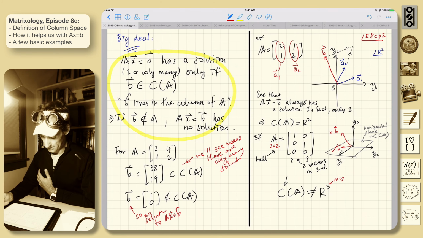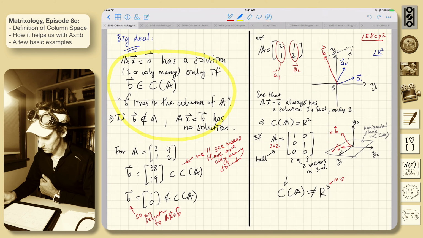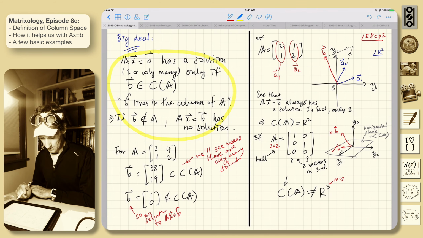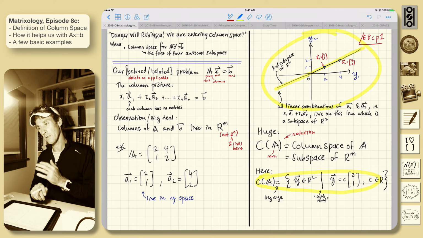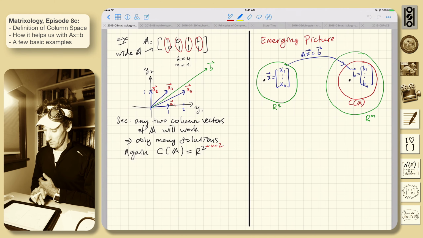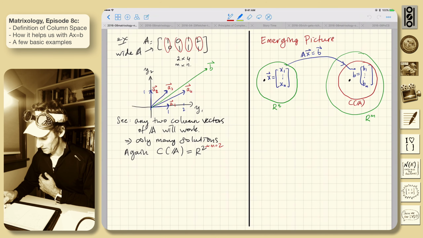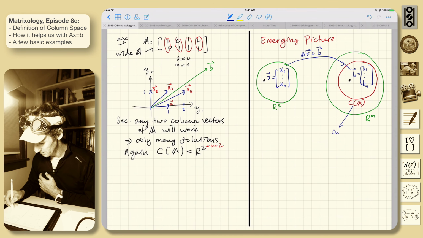Back at this example, we have that A's vectors could be combined to reach anything. So that's a case where the column space of A is equal to R squared, which is Rm. The first example we started with is not enough, right? So again, it's not enough. The column space is smaller than all of Rm. So this is huge. This picture will get much more concretized, right? But this is a subspace of Rm.